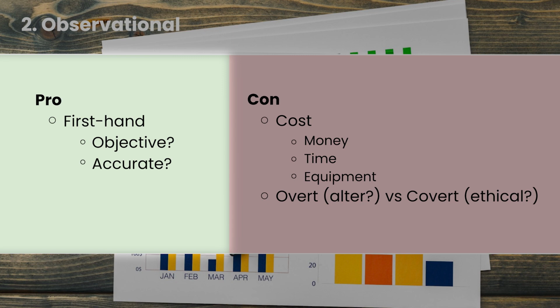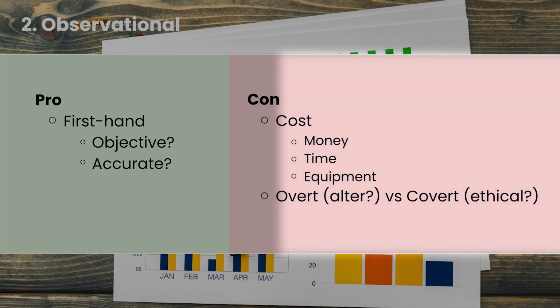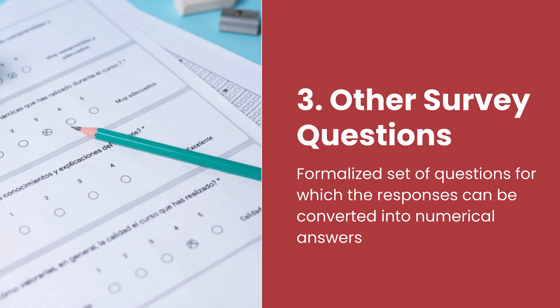Just like its qualitative counterpart, observational quantitative data can be very costly in terms of money, time, and equipment. And it also has the same considerations about overt and covert observation. The third type of quantitative data collection technique we will be discussing is other survey questions. This is a formalized set of questions for which the responses can be converted into a numerical answer. Just like happy and sad faces, you can assign numbers to them.